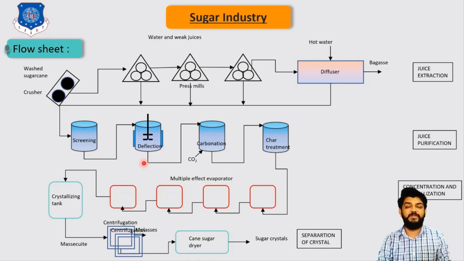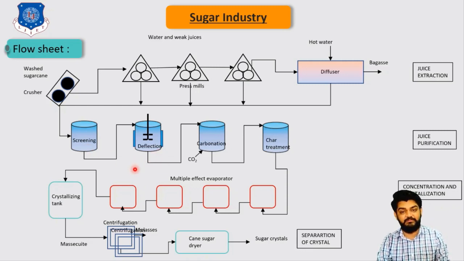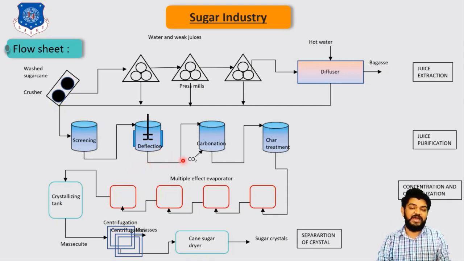After that, it is sent to the defecation unit, in which we add limestone solution. Later we send it to the carbonation tank, where carbonation is performed with CO2 gas. And after that we give it char treatment in order to remove brown color. Later it is sent to the multi-effect evaporator to concentrate our sugarcane juice. After that it is sent to the crystallization tank, in which we form our crystals. And in the last section we separate the crystals of sugar from its mother liquor.